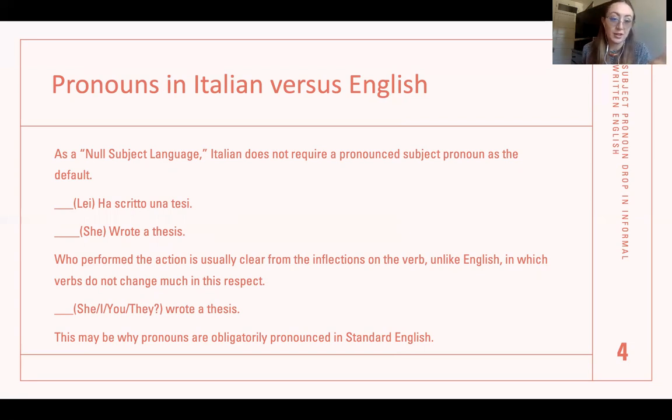So you can see here, generally you would say ha scritto una tesi, and you don't need to say lei. Lei is the translation of she. You can leave that part out. Where in English, if you just said wrote a thesis, it might be confusing if you hadn't previously established who the person was. So as I said, this might be part of the inflection of the verb. If we look at this third example here, it's not clear who wrote the thesis. It could have been you, they, she, I. Anything would work with that verb.